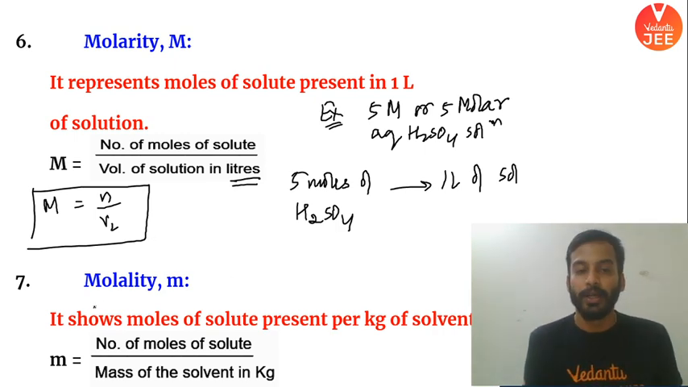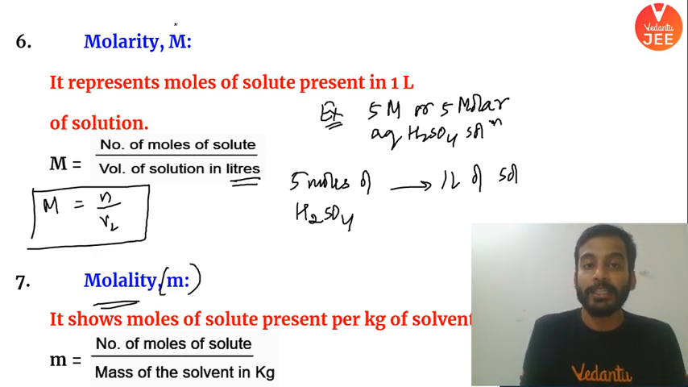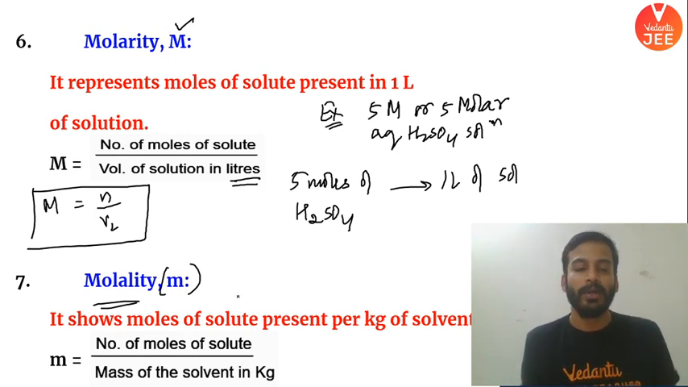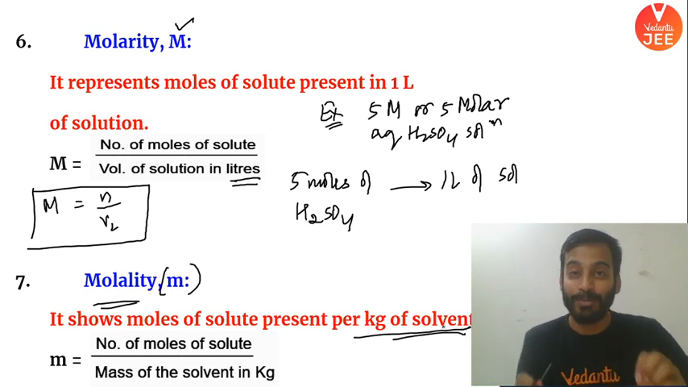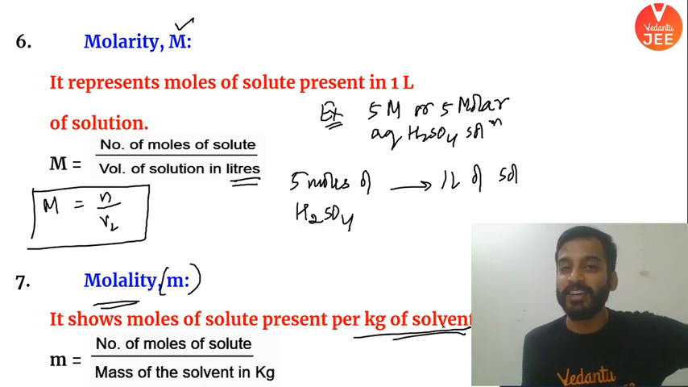Molality is also there. Molality is what? Number of moles of solute. It is represented by small m, whereas molarity is represented by capital M. Number of moles of solute in molality is dissolved per kg of solvent. I'm very happy to tell you, only molality is the only concentration term in which solvent is used. Otherwise everywhere is solution.